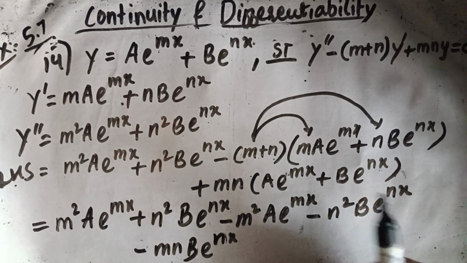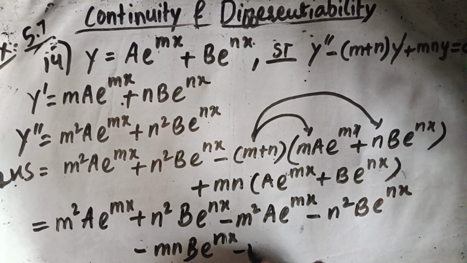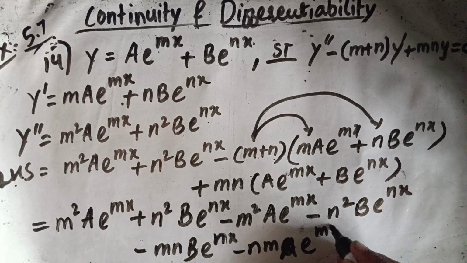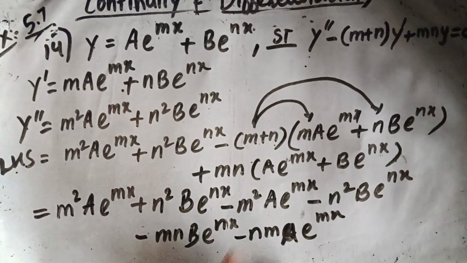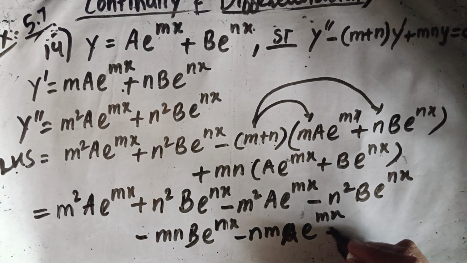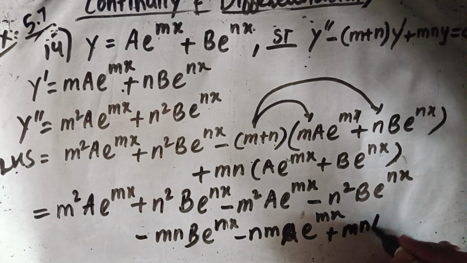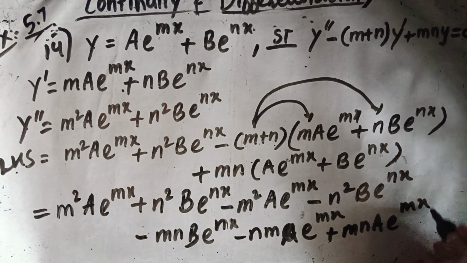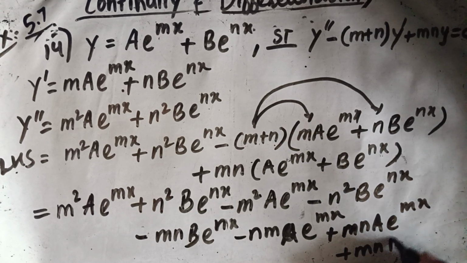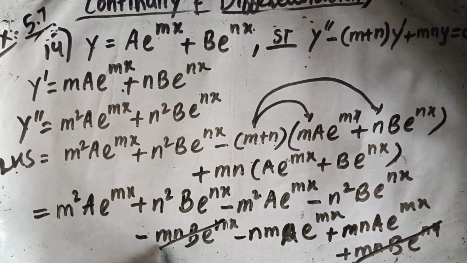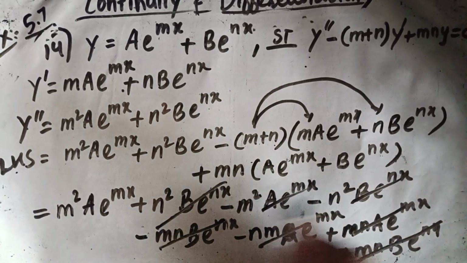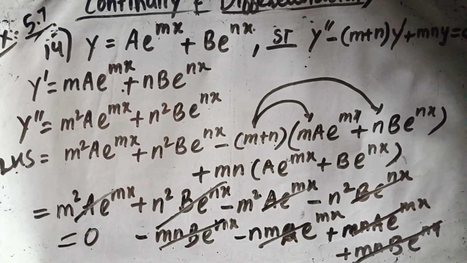and minus nm e a e raised to mx. Okay, and the last terms, it is mn a e raised to mx plus mn b e raised to nx. So this and this gets cancelled, this and this gets cancelled. So all are getting cancelled, so you will get 0.